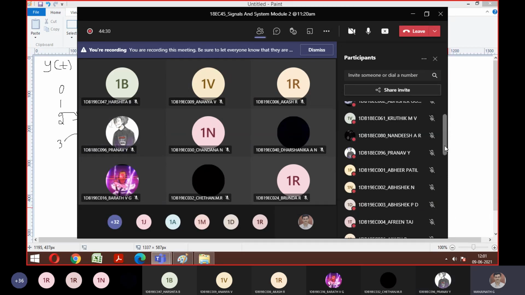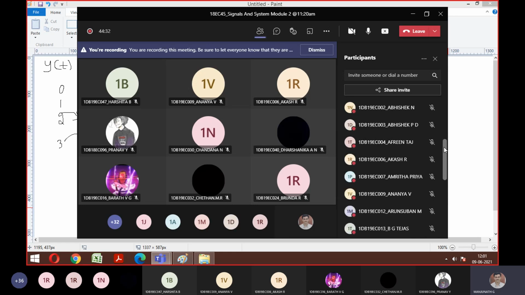Abhishek N, USN number 2. Yes, sir. Is it time variant or invariant here? Sir, it's time invariant. Repeat the answer, what was it? Invariant. So is it satisfying the condition? Is it satisfying y of t, comma t1 is equal to y of t minus t1? Okay. So is it the same answer, Abhishek PD? Yes, sir. It's time invariant.